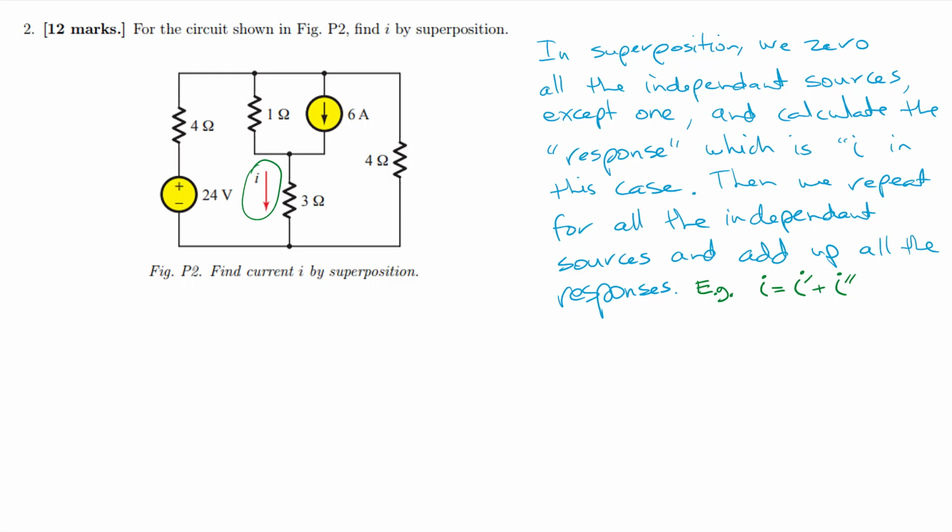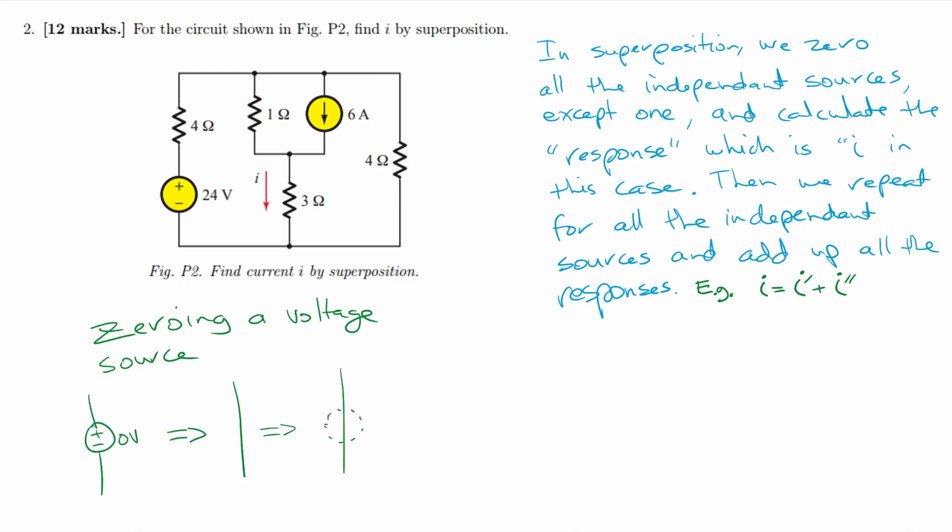Then we repeat for all of the independent sources, so all of them get a turn at being active, and then we calculate a final response as the sum of all of the individual responses from all those mini circuits that we solved. So let's do this problem and get a better idea of how to solve it.